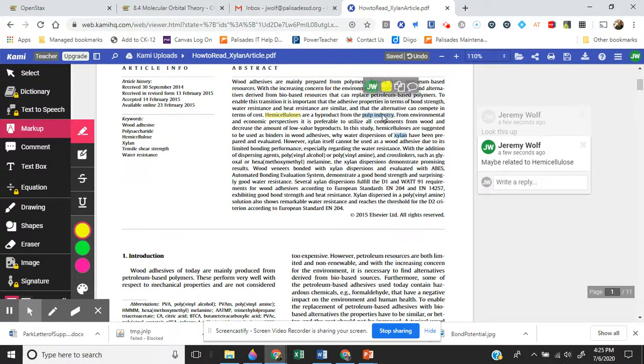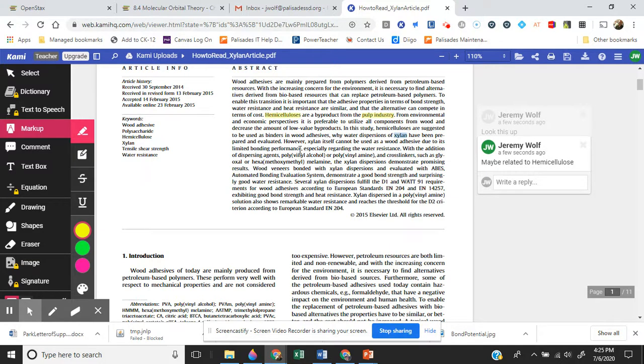However, Xylan itself cannot be used as wood adhesive, due to its limiting bonding performance, especially regarding the water resistance. With the addition of dispersing agents, polyvinyl alcohol and polyvinyl amine, and cross-linkers such as glyoxal or hexamethoxymethyl melamine, the xylan dispersions demonstrate promising results.